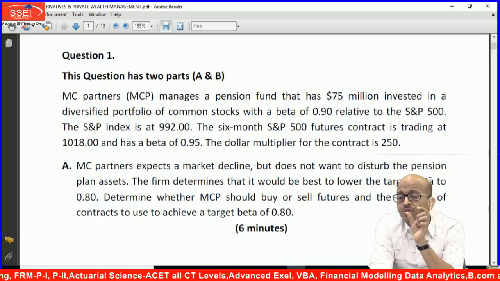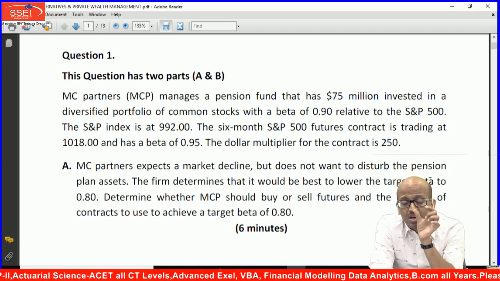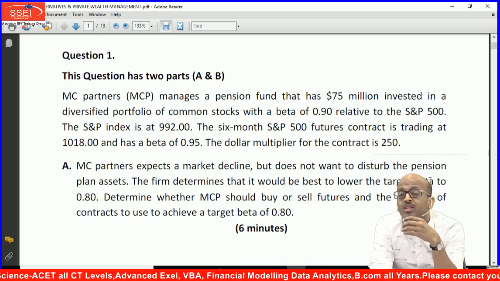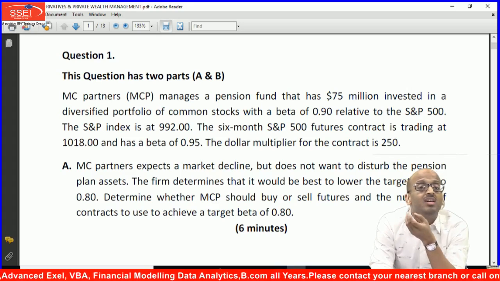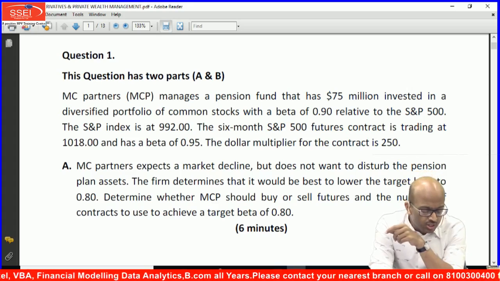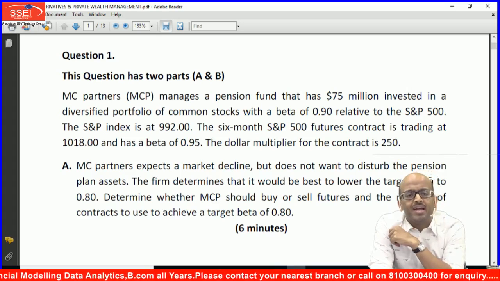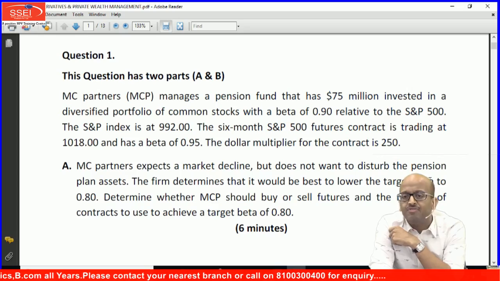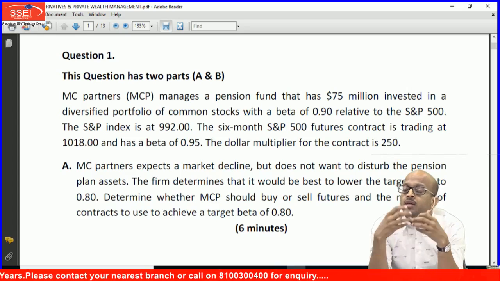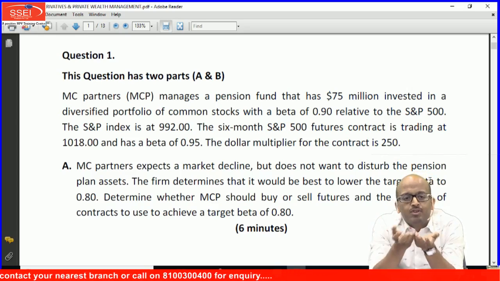1018. Sorry, futures price means... I said F into M, I said incomplete. It will be F into M into beta F. What's the futures price? 1018. What's the multiplier? 250. What's the beta of futures? 0.95. In English language, what's the formula?